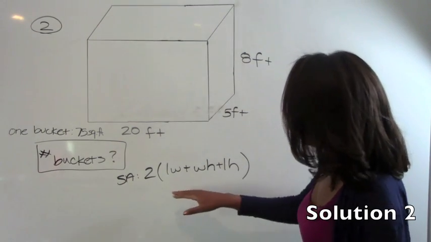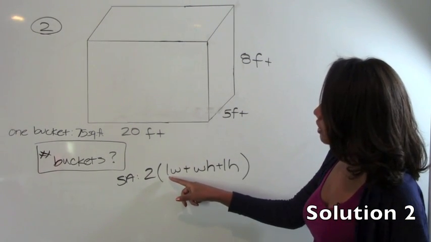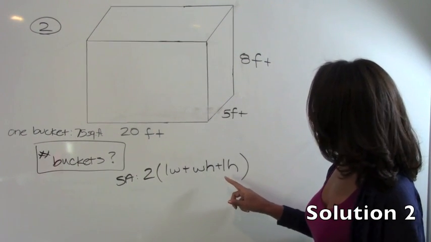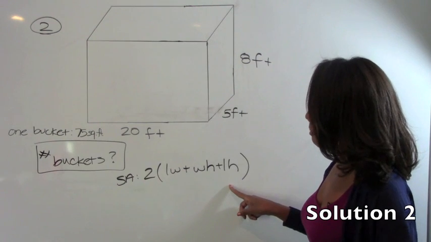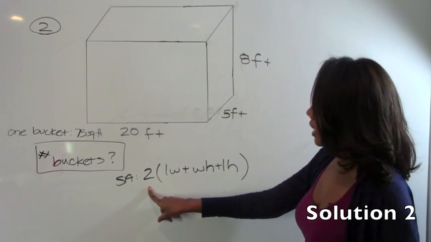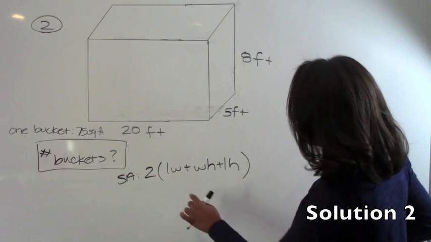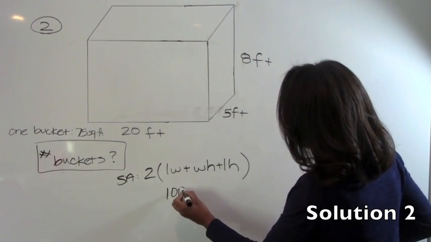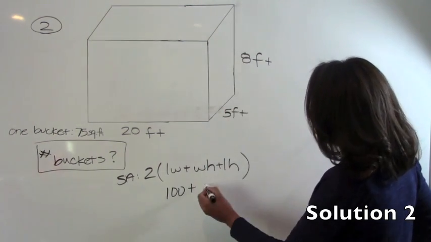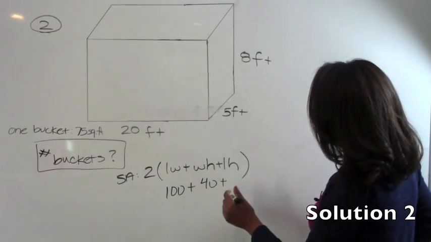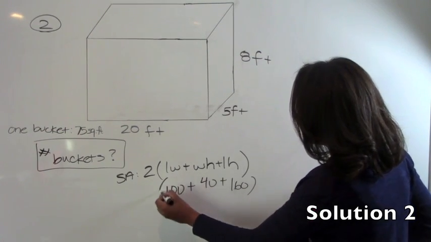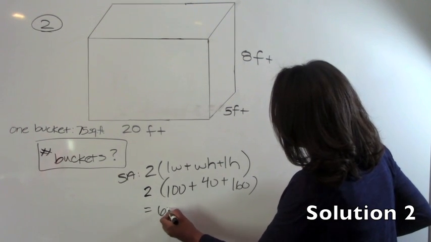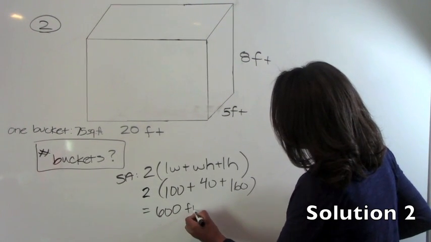Okay? One tip, if you forget this formula, just remember that each of the dimensions has to be multiplied by the other dimension. So length and width, width and height, and length and height. And the order that you do this in does not matter. And then just remember to double it. Okay, so first thing we need to do is find the surface area. So our length times the width is going to be 100, plus our width times our height is 40. And then the length times our height is 160. So you add this up, you get 300 times 2. Our surface area is 600 square feet.